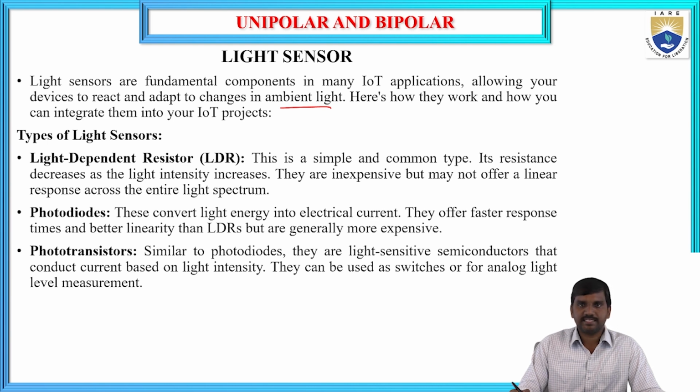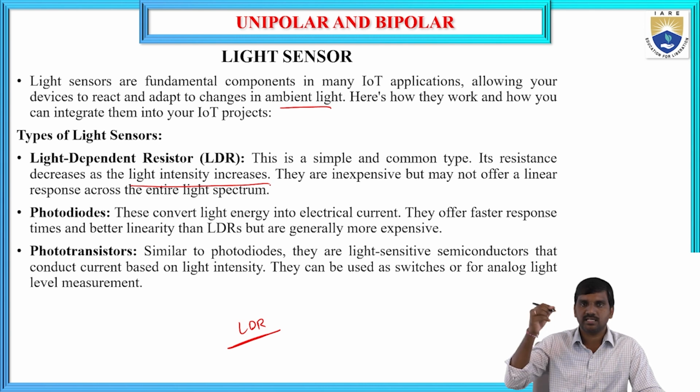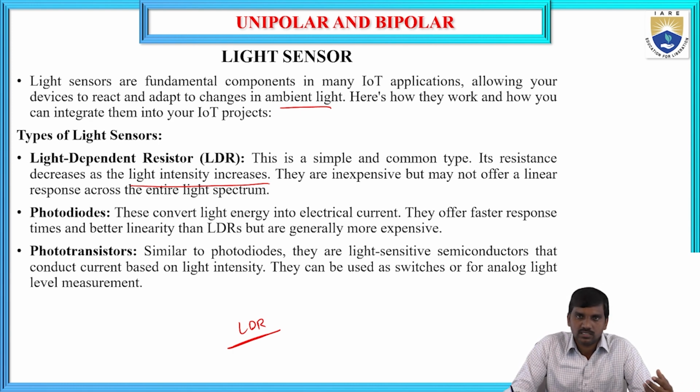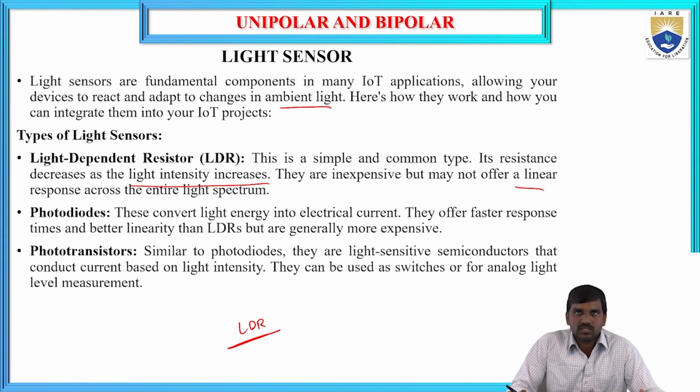So the types of light sensors. First, the light dependent resistor, that is LDR, a very important one. In a light dependent resistor, the resistance decreases as the light intensity increases. When more light falls on the device, the resistance decreases. The resistance is inversely proportional to the intensity of the light. They are inexpensive but may not offer a linear response across the entire light spectrum. So that is the LDR, the light dependent resistor.